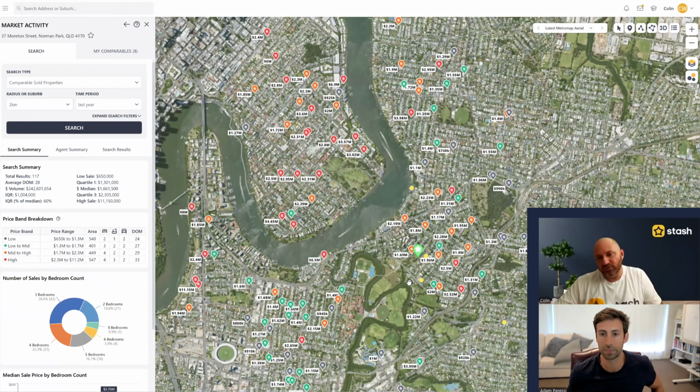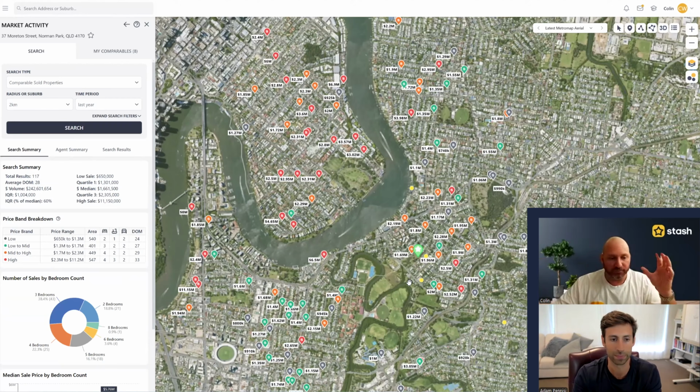So one of the key things with this, any suburb is going to have vastly different numbers of sales and different price points.